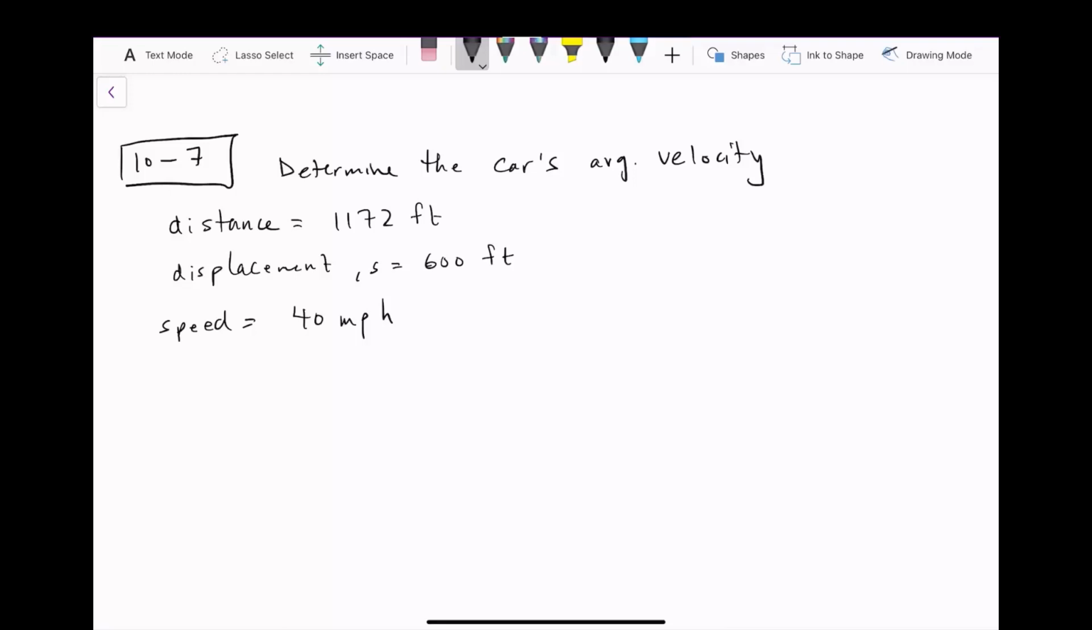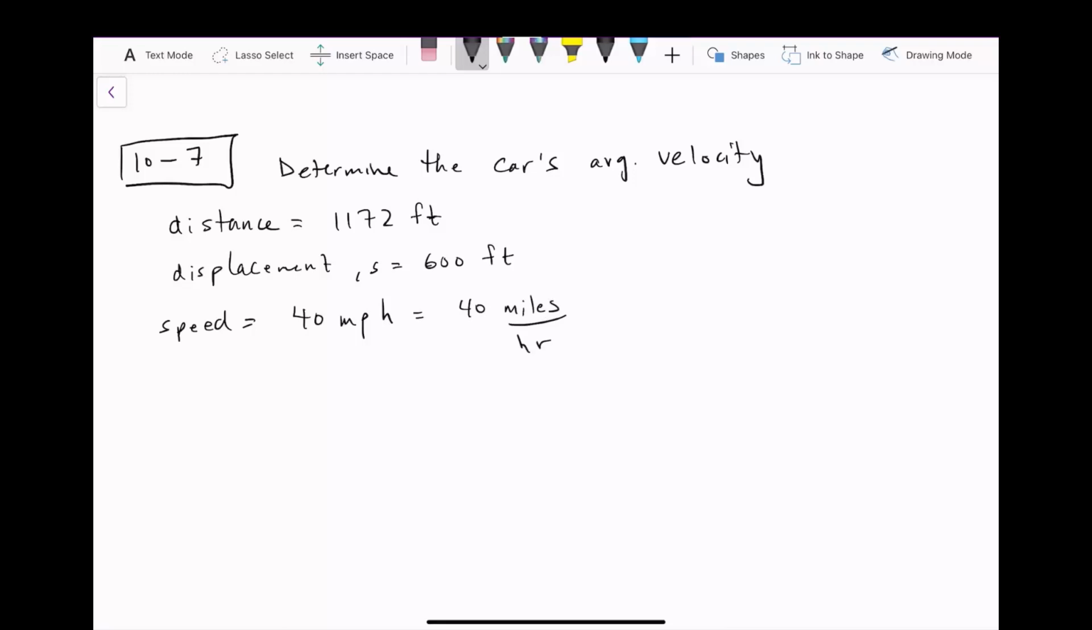So we have feet, and then miles per hour. So miles and feet do not align. We want everything in base units. That would actually be feet per second in a problem like this. So we're going to have to convert this miles per hour. So we're going to say that that is 40, we'll write that out, miles over hours.